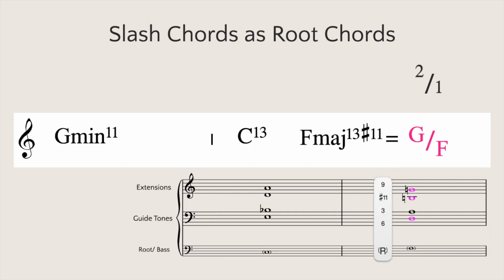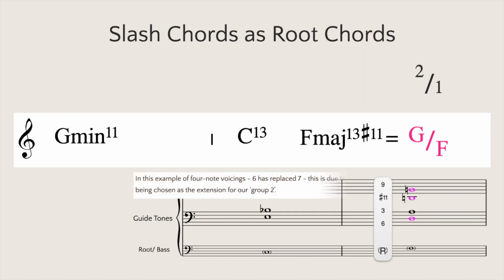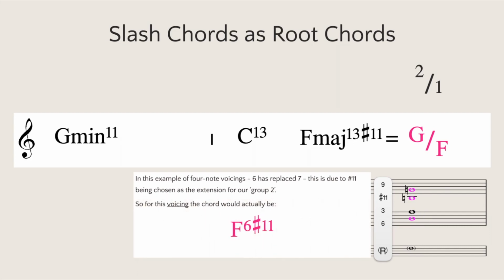Something to note, in this example of our 4-note voicings, 6 has replaced 7. This is due to the sharp 11 being chosen as the extension from our group 2. If you're unclear about this concept, please watch the earlier video on extensions. So to accommodate the 6 in the chord, the name of the chord for this particular voicing would be F6 sharp 11. That said, it would still be the same slash chord, 2/1.